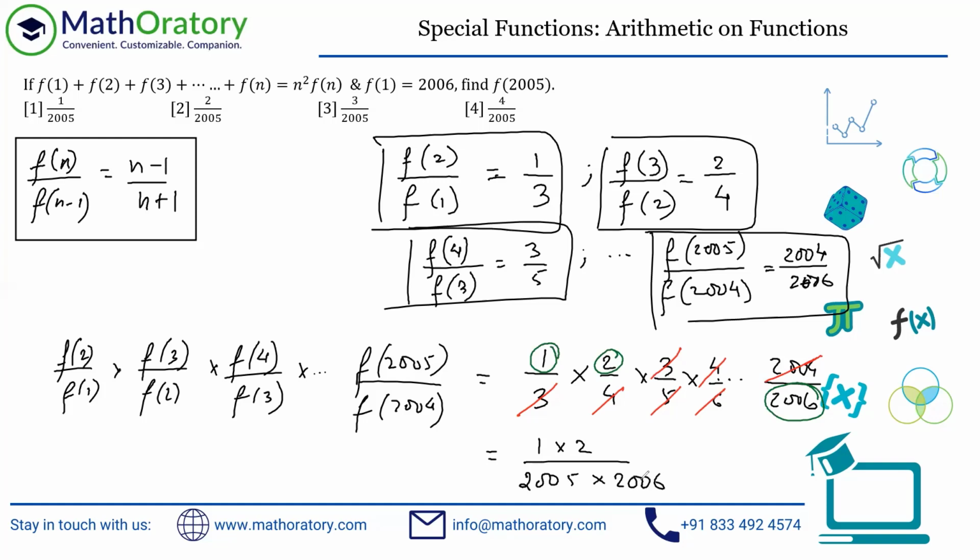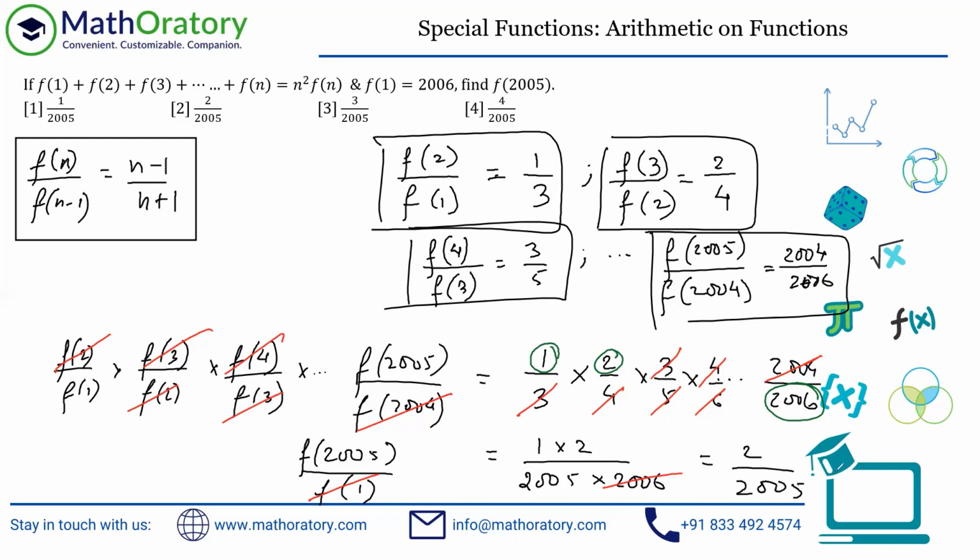Now on the left hand side, the reason we multiplied should have been pretty obvious by now. All of this will cancel off, for the same reason. So what we have is f of 2005 upon f of 1. Now just substitute the value and you get the answer. In this case, f of 1 is, by the way, 2006. So this f1 and 2006 will cancel off, and f of 2005 comes out to be 2 by 2004.